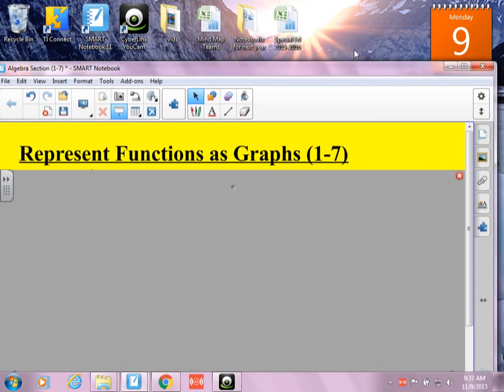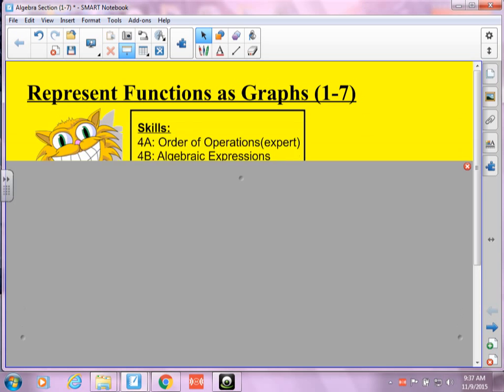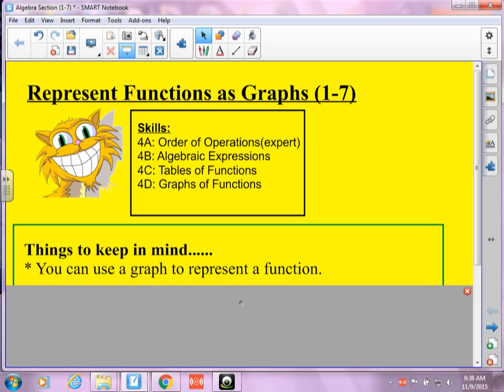Right, so today what we're going to do is section 1-7. Notice the title of it is Represent Functions as Graphs. So we're going to do a little more graphing today. Again, we're going to look at graphs of functions. Things to keep in mind: you can use a graph to represent a function.